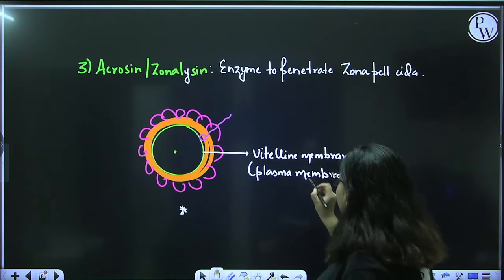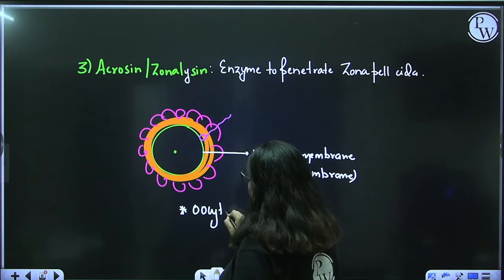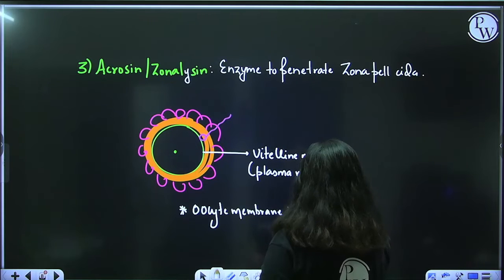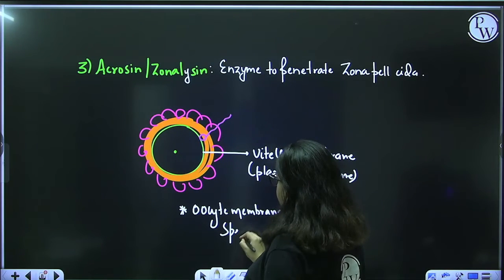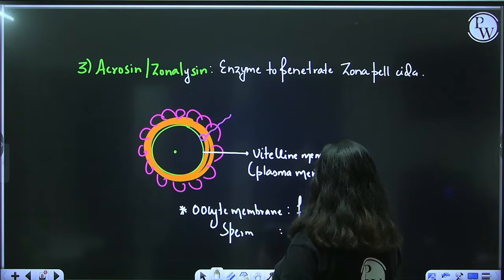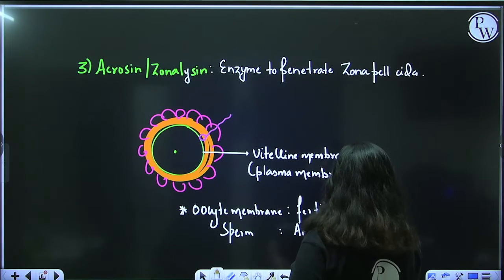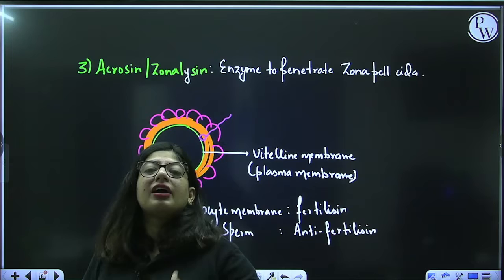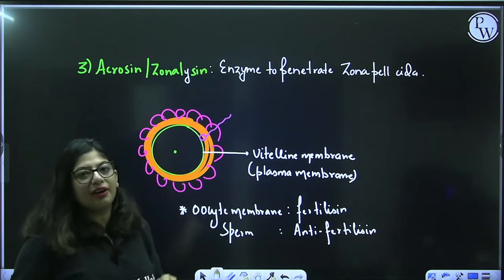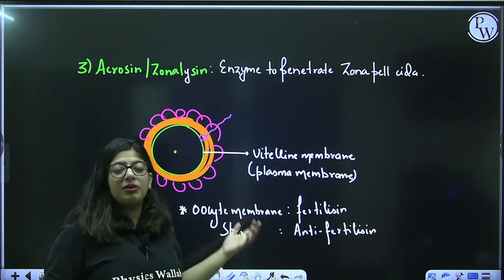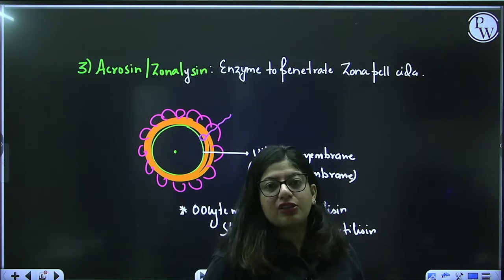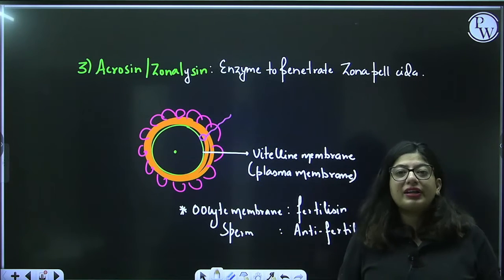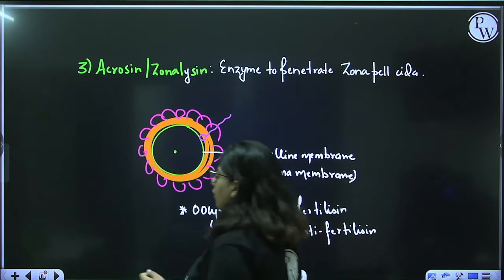So imagine the vitelline membrane or the oocyte membrane has a protein known as fertilizin, and sperm has the key, and what's that key? Anti-fertilizin. If they both recognize each other, only then the sperm can enter more inside, and hence the sperm will enter towards the cytoplasm. So these events are very much important, and they are the acrosomal reaction, because these are the enzymes that are coming out from the acrosome. So that's why you call it an acrosome reaction. Fine. Okay.